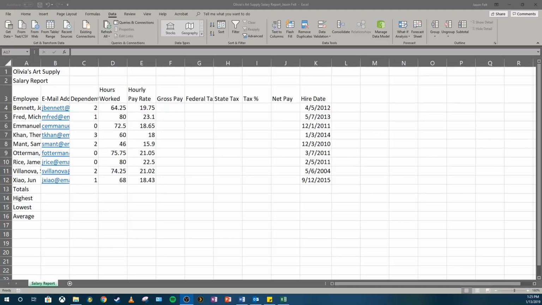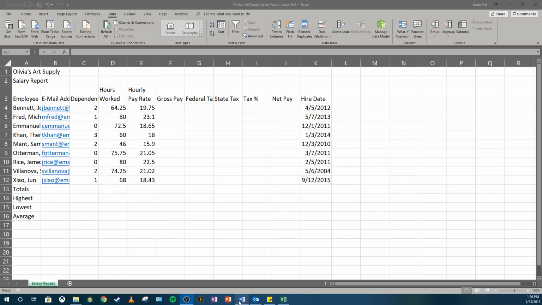One of the things that you don't want to do is something called circular references. A formula in a cell that contains a reference back to itself is called a circular reference. Usually a circular reference is the result of an incorrect formula. So we're going to start our formulas.